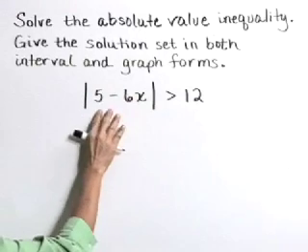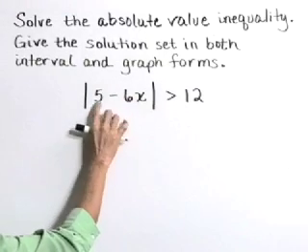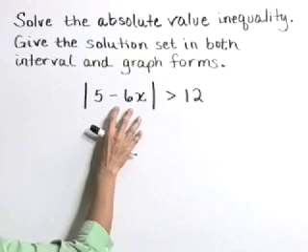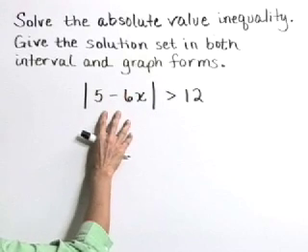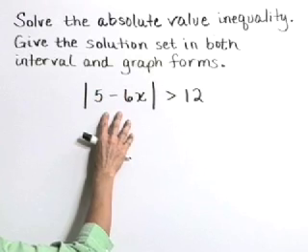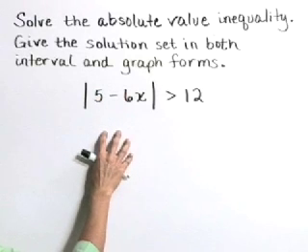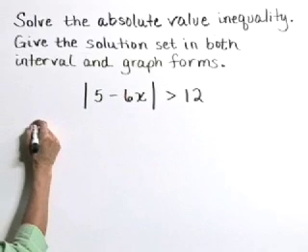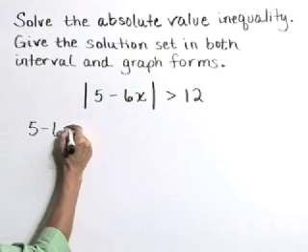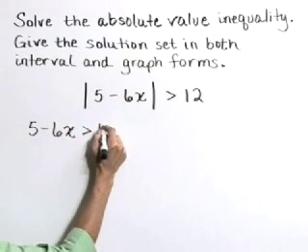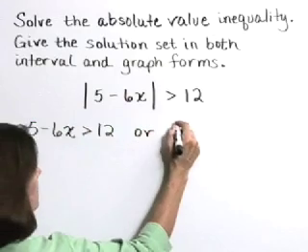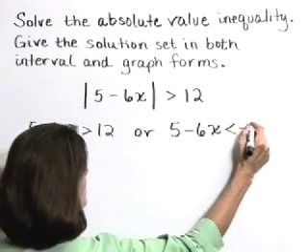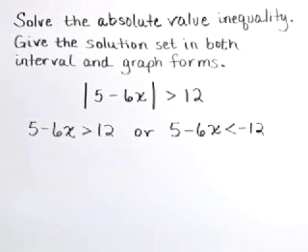Now, if this quantity, 5 minus 6x, has an absolute value greater than 12, then it takes on a value that is either greater than 12 or less than negative 12. Let's describe those two inequalities. So 5 minus 6x is greater than 12, or 5 minus 6x is less than negative 12.